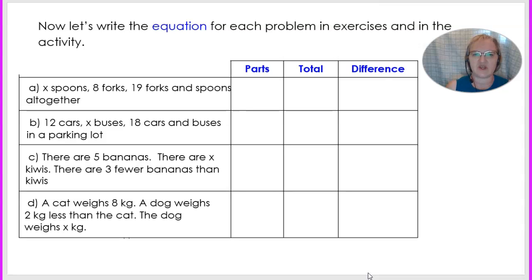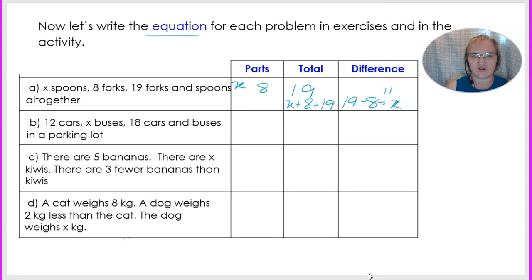Now we're going to write the equation for each of the problems in the exercises and in the activity. So if we have X spoons and 8 forks, X spoons, 8 forks. We have 19 altogether, so that means that X plus 8 will equal 19. How can we write the difference? 19 minus 8 will equal the X, right? So we can know that the X will be 11.